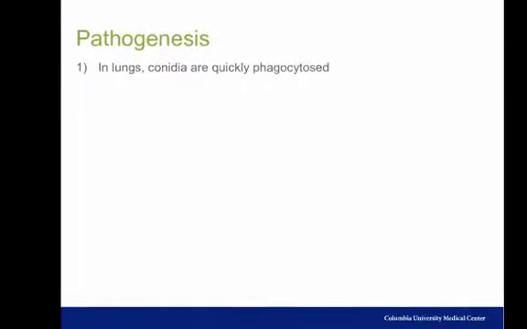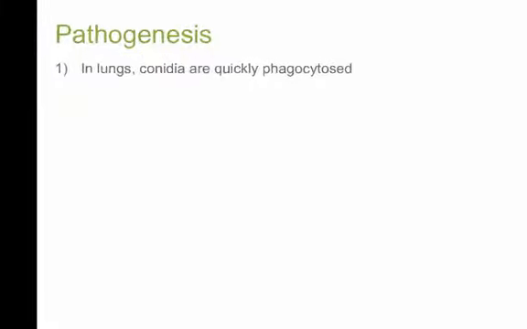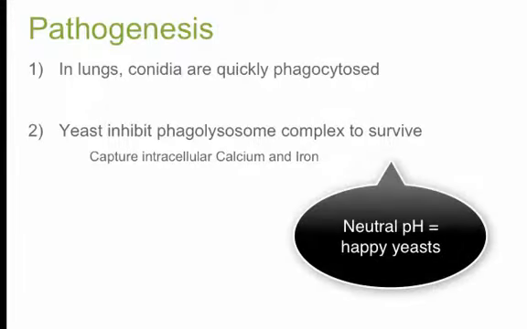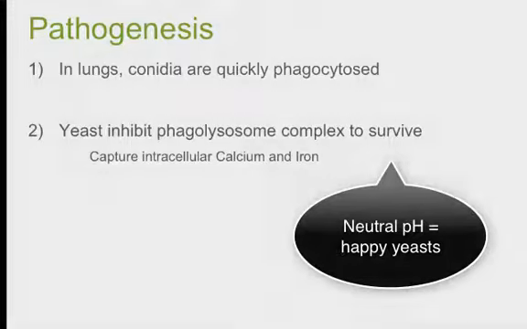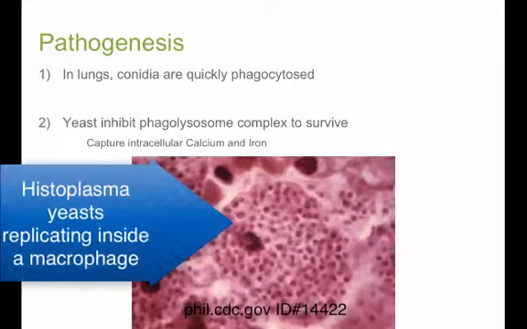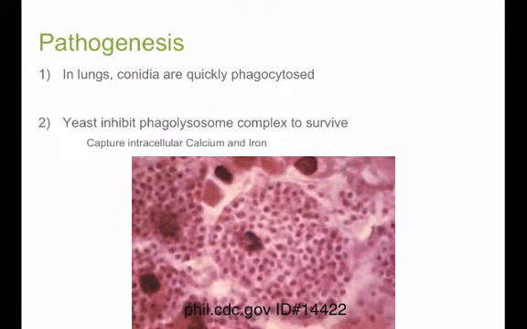Once inside the lungs, the conidia are quickly phagocytosed. Dendritic cells kill the conidia, but inside macrophages the histoplasma inhibit phagosome-lysosome fusion, increasing the pH to a neutral, non-lethal range. There goes the histo hiding again, this time inside of macrophages. Inside the macrophages, the conidia convert into budding yeasts and capture intracellular iron and calcium from the macrophages.